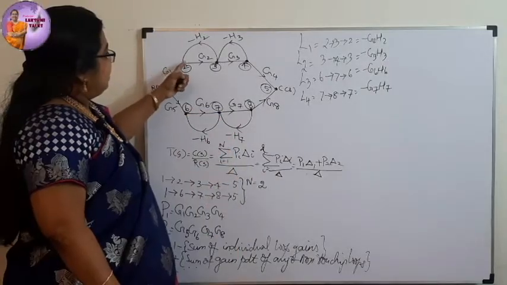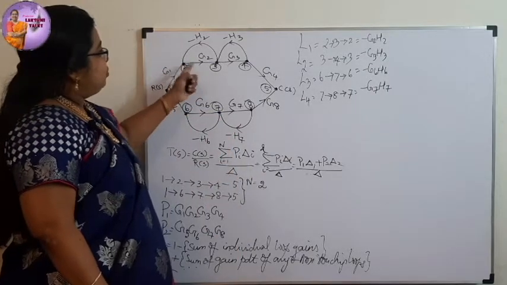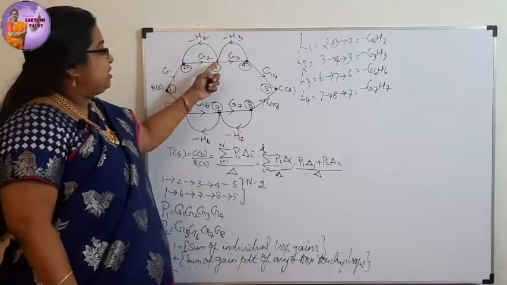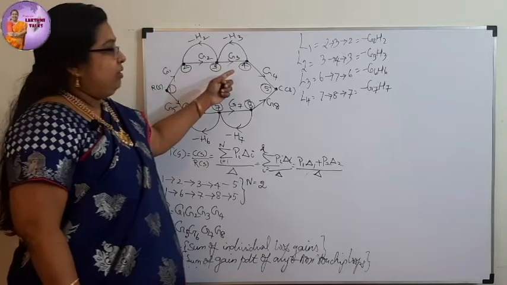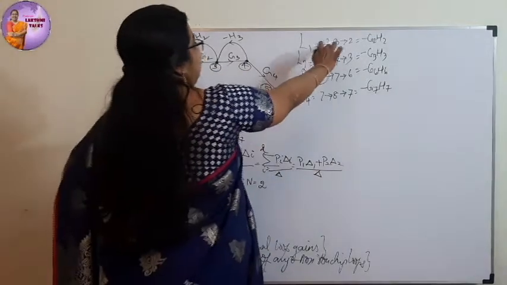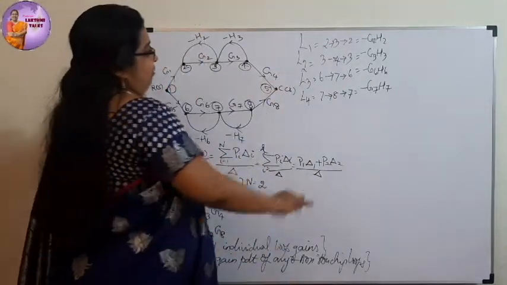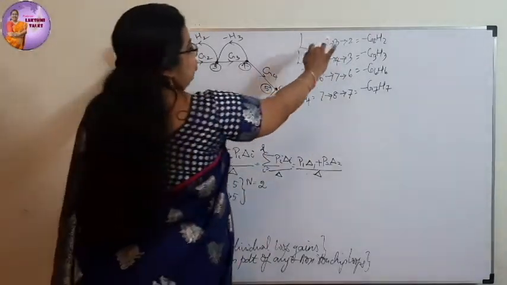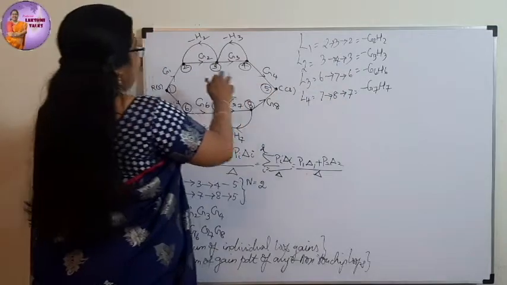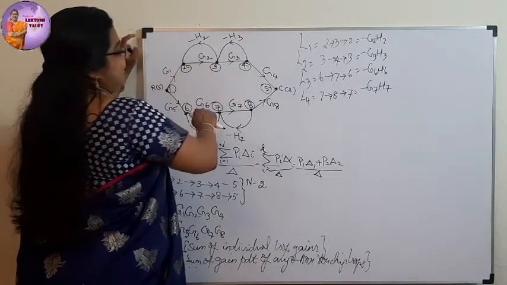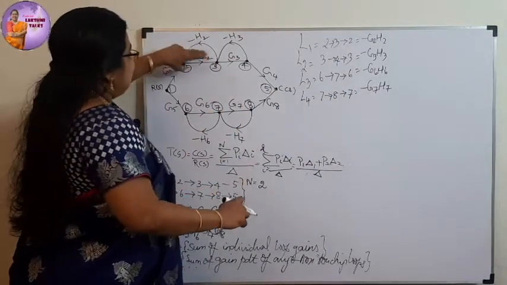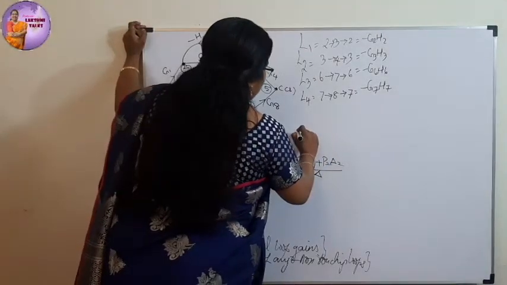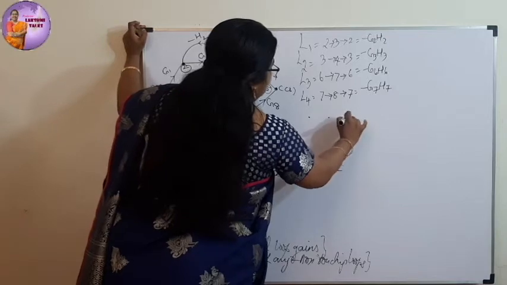That is 2, 3, back to 2, and 3, 4 and back to 3. These 2 loops are touching each other because they have 3 as a common node. You can see here also, 3 is common for L1 and L2. Whereas L1 and L3 have no node in common: 2, 3, 2 and 6, 7, 6. So these 2 loops don't have any node in common and they are not touching. If you want, I can draw and show it to you.